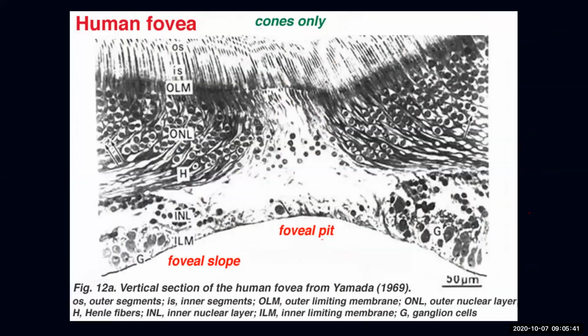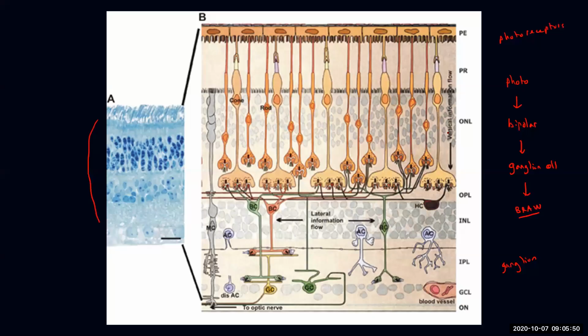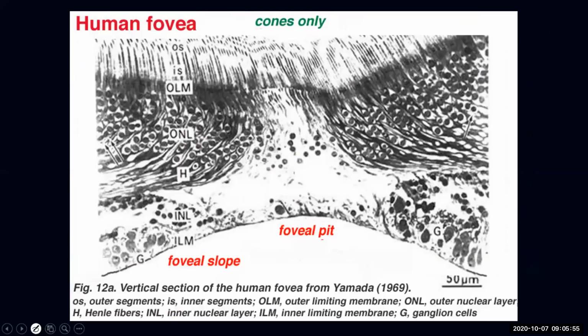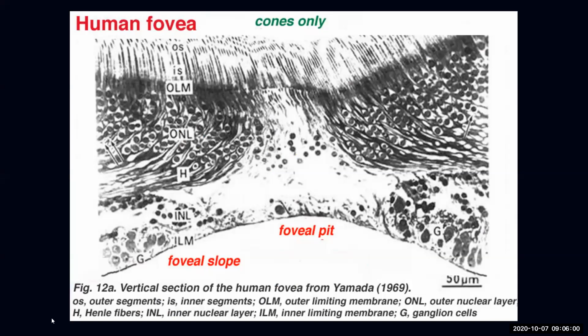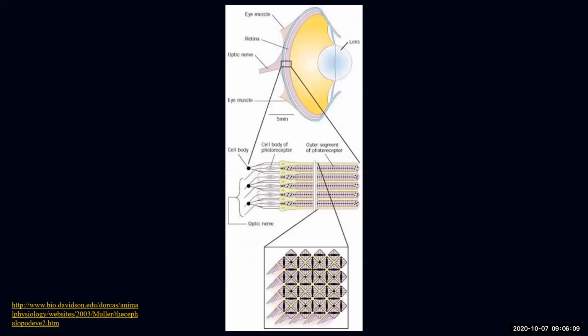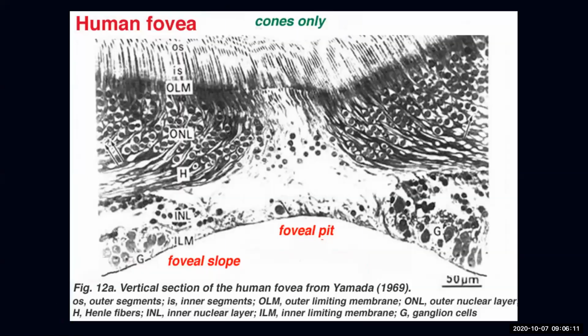This is looking at the human fovea. Okay, so with the human fovea, there's a couple things to keep in mind. It's the place where we have the best vision. So when you read, you move your eyes, right? The reason you move your eyes is because you are trying to get the image onto the fovea, right?